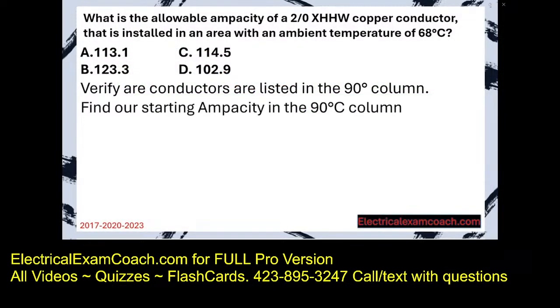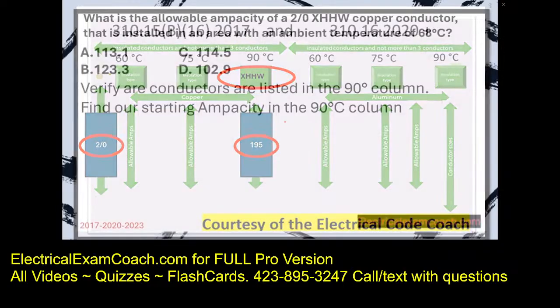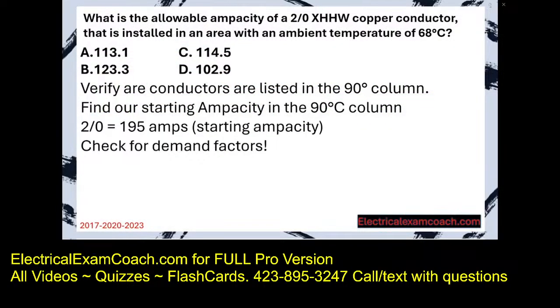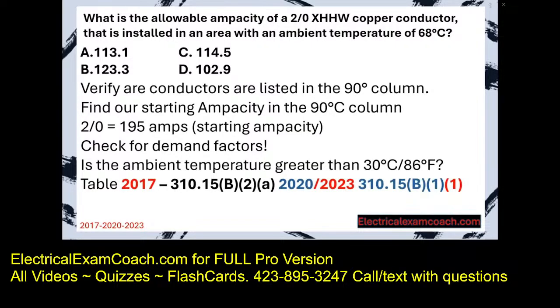Now let's find our starting ampacity. We're going to go to the table, start on the left-hand side. We're going to find 2-aught copper, then we're going to cross over and find 195 amps. Now we check for demand factors. Is the ambient temperature greater than 30 degrees Celsius? It sure is. So we know that there will be a demand factor.